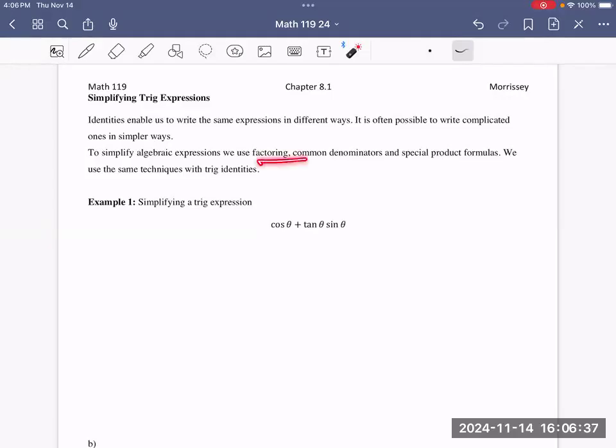So we're going to see these in all shapes and sizes. Yes, you can factor with trig. Yes, you can get a common denominator. And yes, you can use these special product formulas.